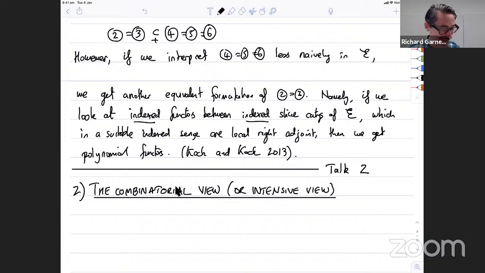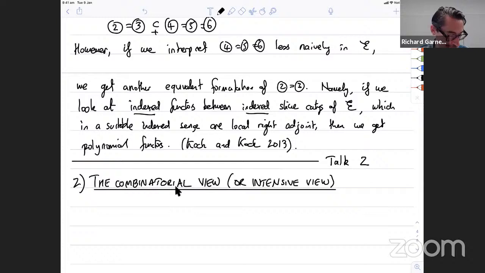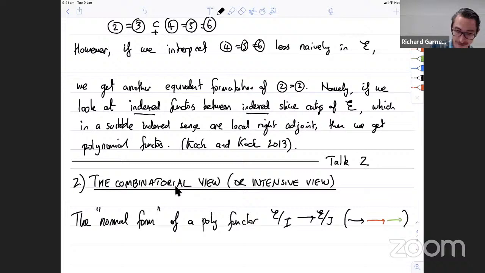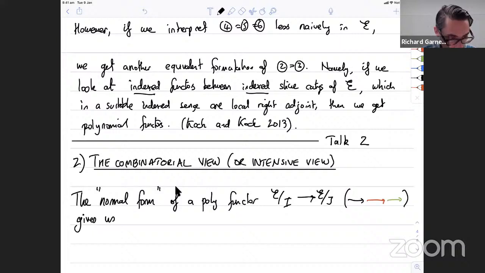But the point is this: the normal form of a polynomial functor from E over I into E over J, which is black followed by red, followed by green, gives us a more compact way of viewing them.